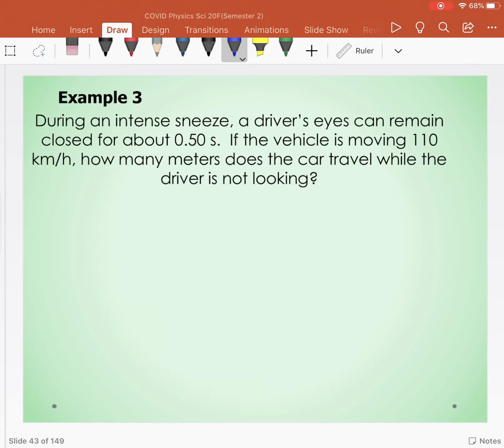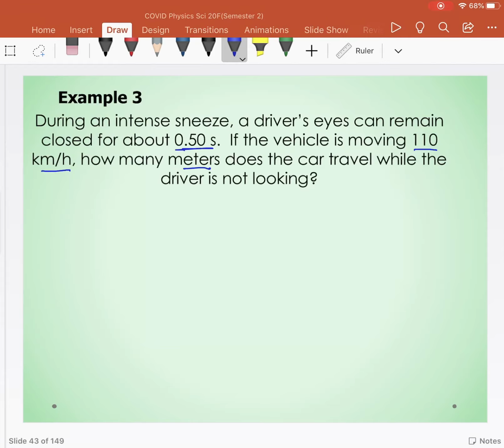All right, a couple more examples with velocity. During an intense sneeze, a driver's eyes can remain closed for 0.5 seconds. If the vehicle is moving 110 kilometers per hour, how many meters does the car travel while the driver is not looking? I'm not sure, many of you aren't driving yet, but this can be pretty terrifying to sneeze while driving. So let's calculate this out.